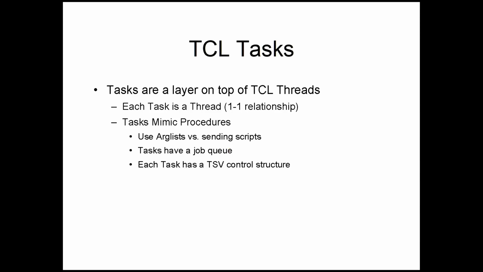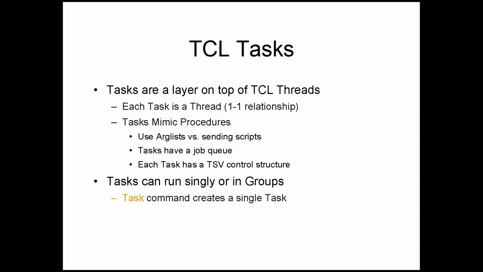Tasks use a set of TSV shared variables to maintain their state and to pass data between callers and the tasks. Tasks can run singly or independent of other tasks, or several can work cooperatively by getting their jobs from a single FIFO queue. So, the Task command, actually a proc, but I use the terms interchangeably, is used to create a single task with a queue. The new task can be created with its own queue, or it can share the queue of another already existing task.